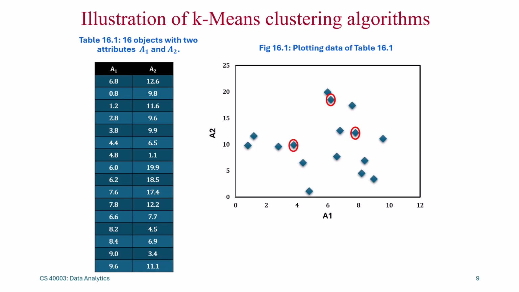Illustration of the k-means algorithm. Here 16 objects with two different attributes A1 and A2 are given in the left-hand side table. The values are available, so we are going to plot the values in the graph as a scatter graph. In the x-axis, attribute A1 is given. The y-axis is A2. Suppose for the first data item, 6.8 and 4.6, correspondingly we are going to plot a dot on the graph.